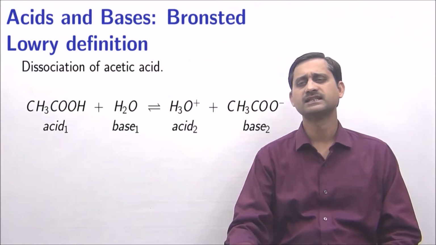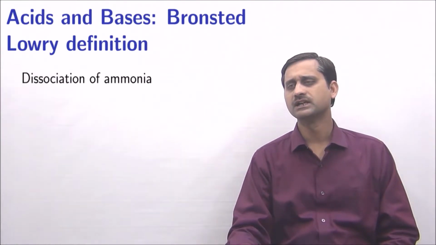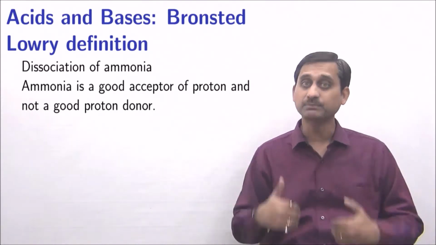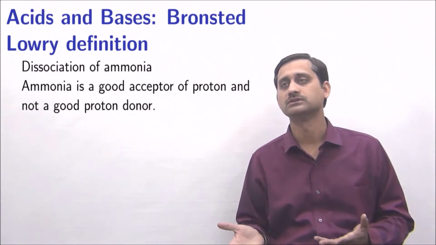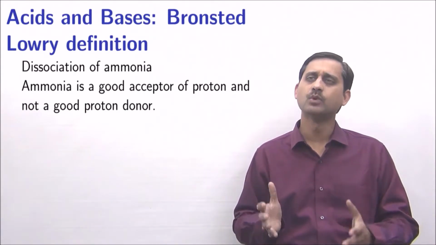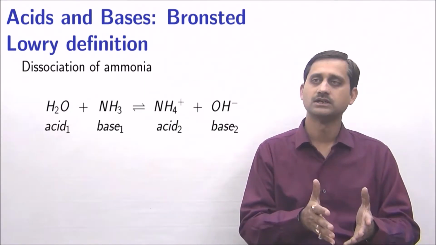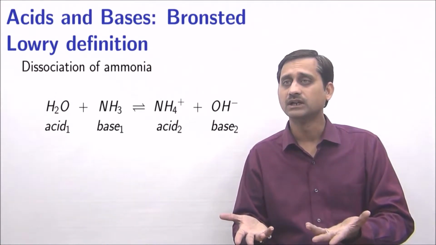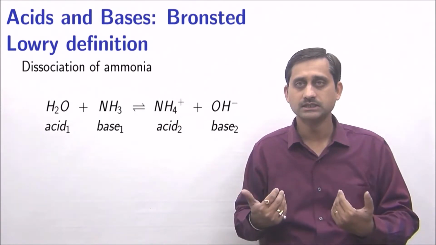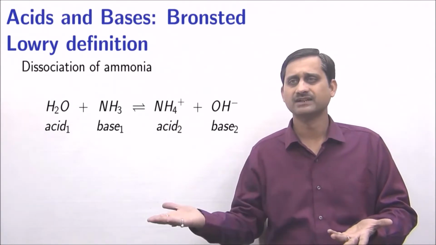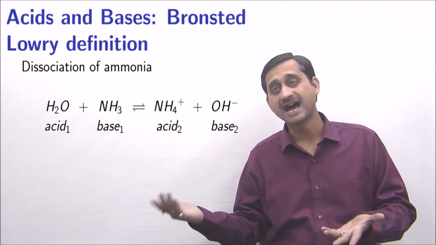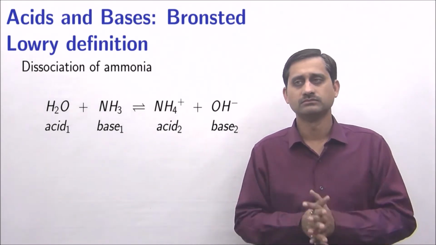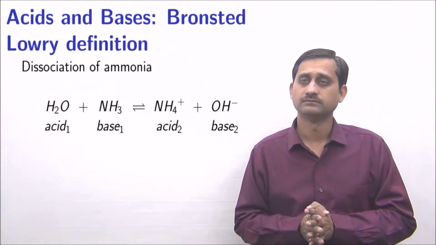The case of ammonia is very different. Ammonia is not a good donor of proton. In fact, it is a good acceptor of proton. It's better than water. So, in the interaction of ammonia with water, water becomes a proton donor, that is the acid, and ammonia is the proton acceptor, that is the base. On the right side of the equation, ammonium ion is the acid, while the hydroxide ion is the base. So, that was a different example.